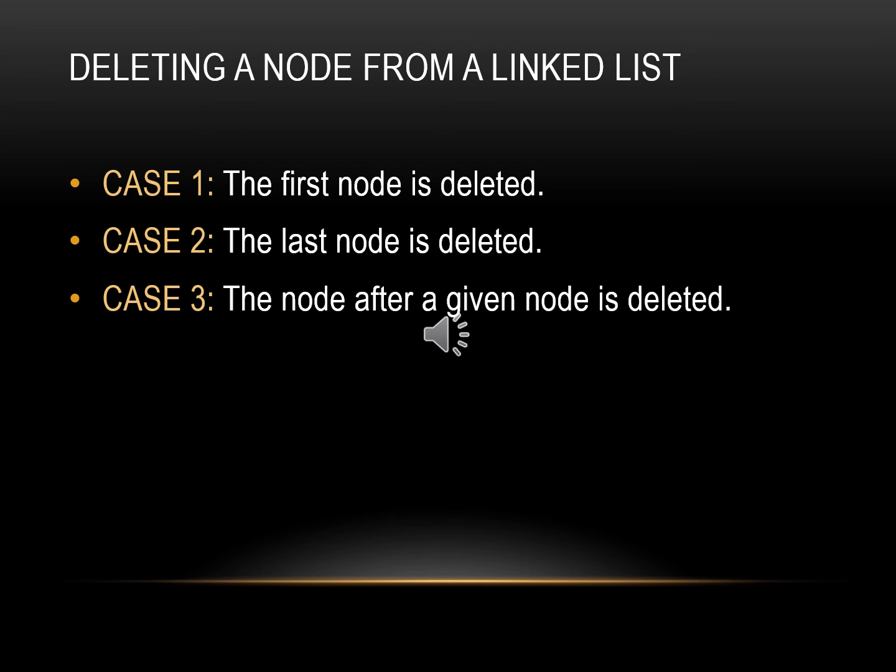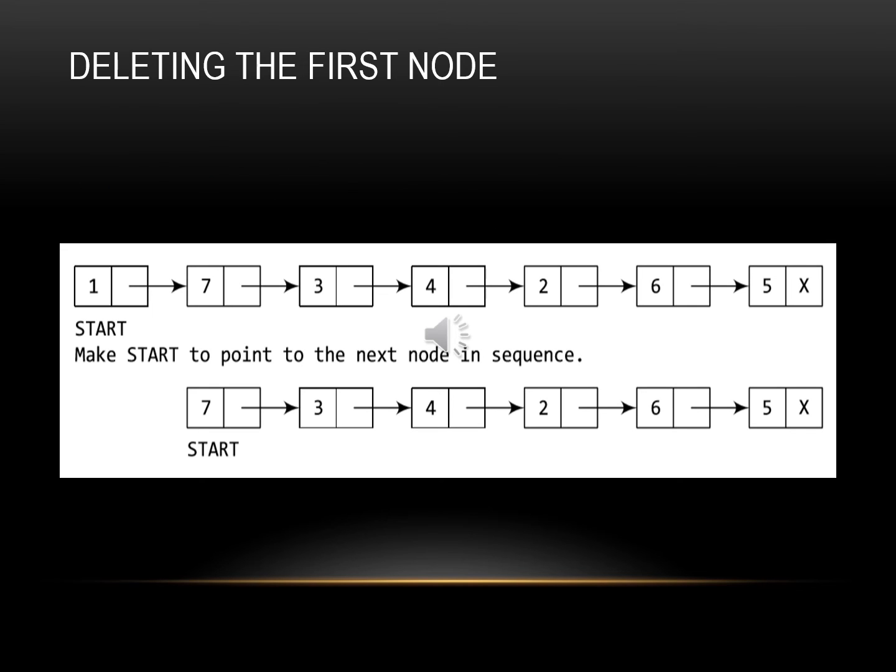So next is deleting a node from a linked list. This can be broadly classified into 3 categories or 3 cases. The first node is deleted from the linked list, the last node is deleted from the linked list, and the node after a given node is deleted, or maybe a node from somewhere in between the list is deleted. So in case of deletion, there is no requirement of available space.